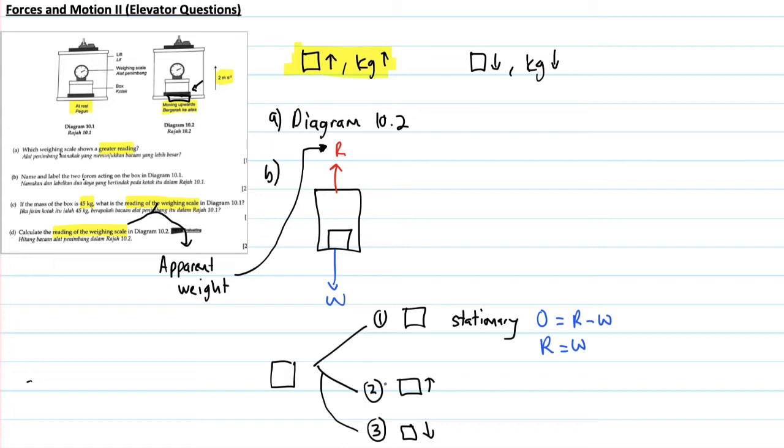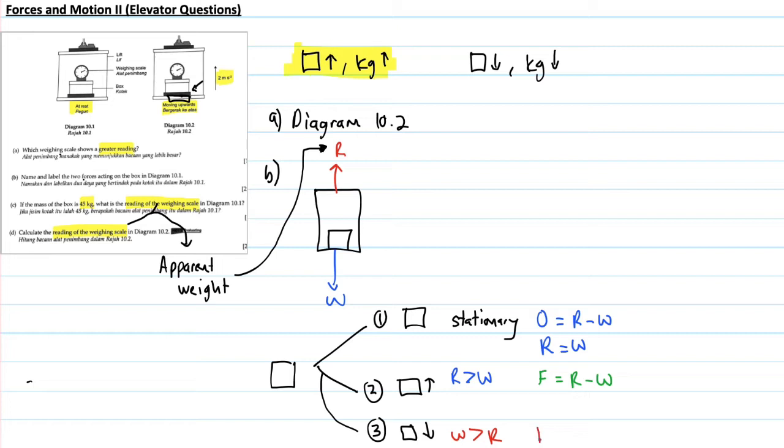When the lift is moving upwards, there is a resultant force, and the stronger force is the force that is up, which means in this case the normal reaction force is more than the weight. That is why the resultant force is moving upwards. So the resultant force equals the stronger force, R, minus the smaller force, W. And it's vice versa for situation 3, which means that if the elevator is moving downwards, the weight is bigger than the normal reaction force.